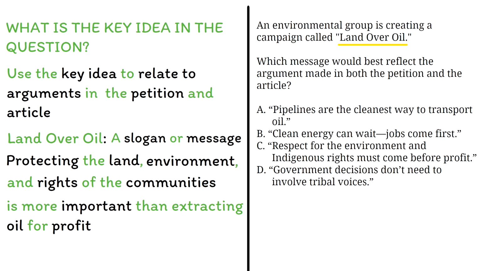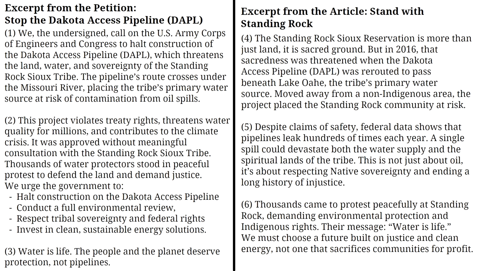So now that we understand what the phrase, Land Over Oil, means, let's read through the petition and article and figure out what the two passages are telling us. As we read, we'll only focus on parts that connect to the meaning of land over oil. Those are the arguments both the petition and the article are making.